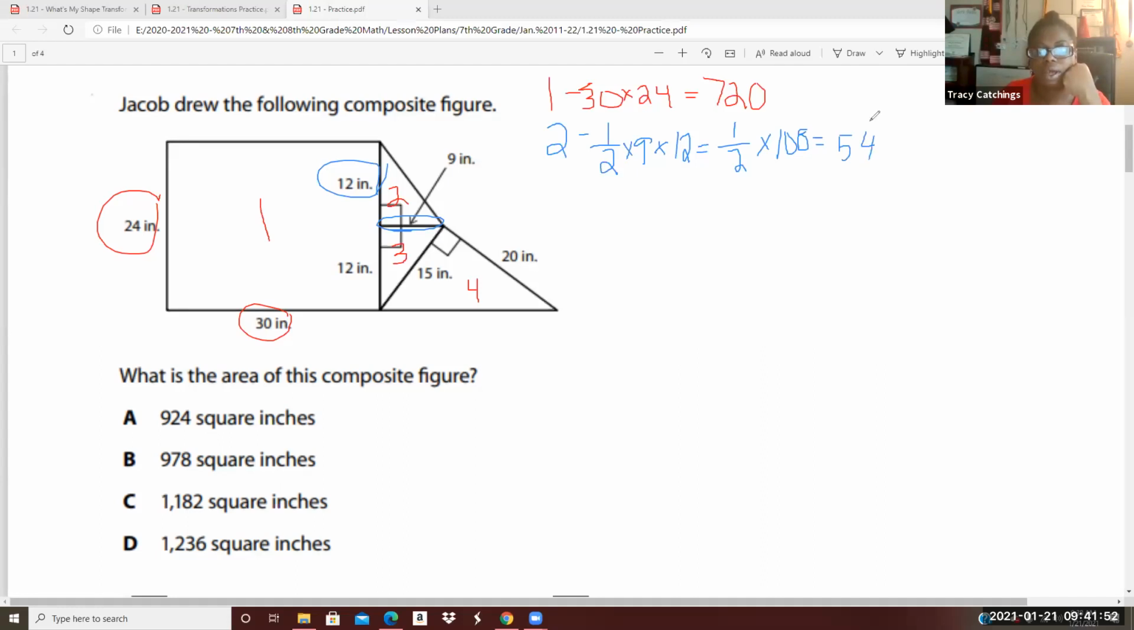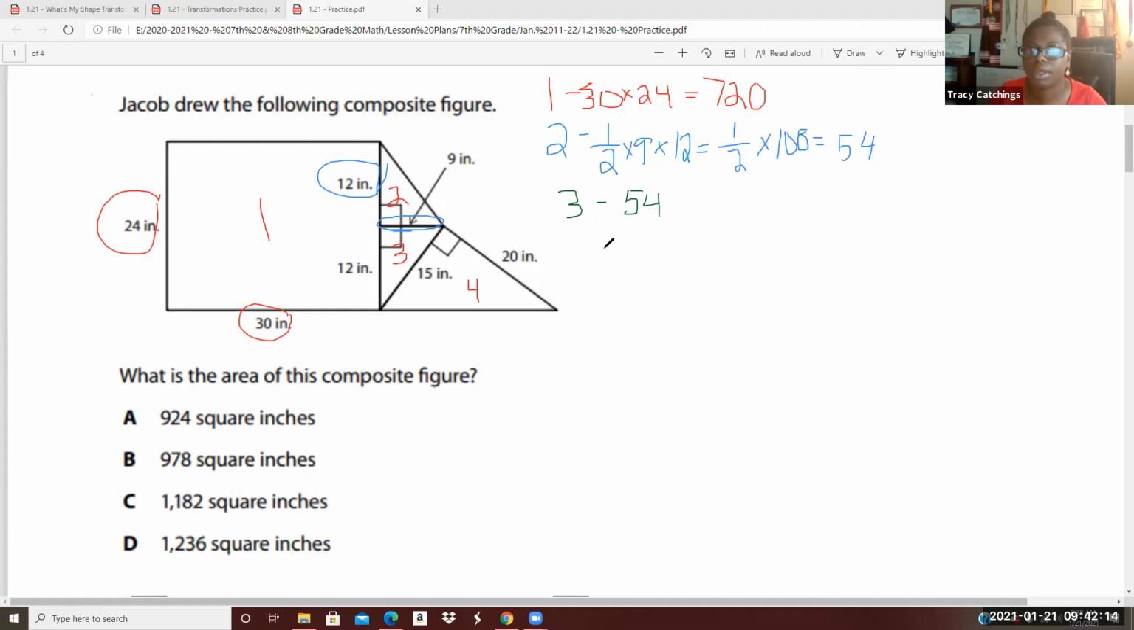All right, what do we know about shape number 3? It's gonna have the same area. It's a triangle. They're gonna have the same as 2. All right, good job. It's going to be the same as triangle 2. So I'm going to go ahead and write 54 again.